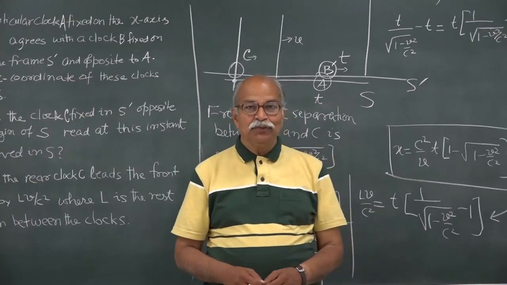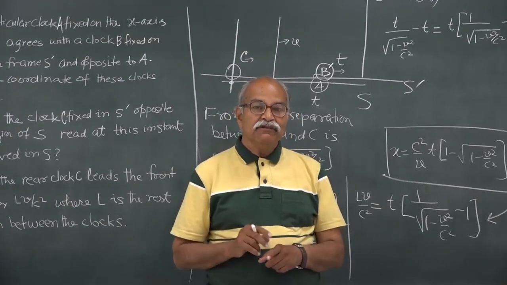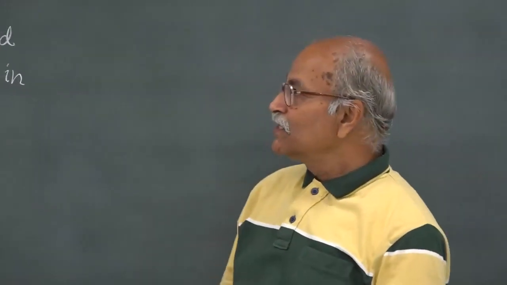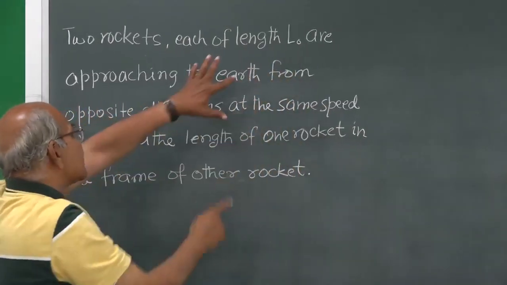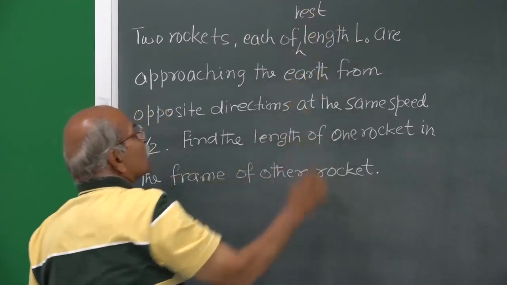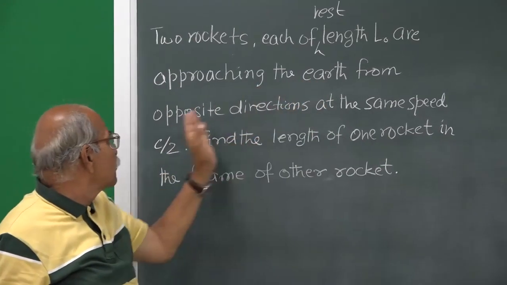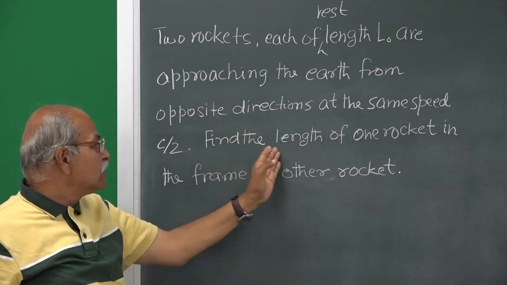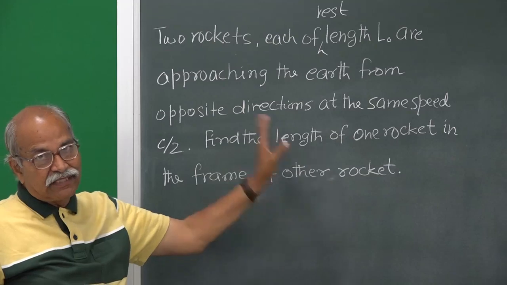So, let me go to the last question of this lecture, and that will be on velocity addition. So, the question is, two rockets each of length L naught, it is rest length, remember when I say each of length, rest length L naught, are approaching the earth from opposite directions at the same speed c by 2. Find the length of the one rocket in the frame of the other rocket. So, that is the question.